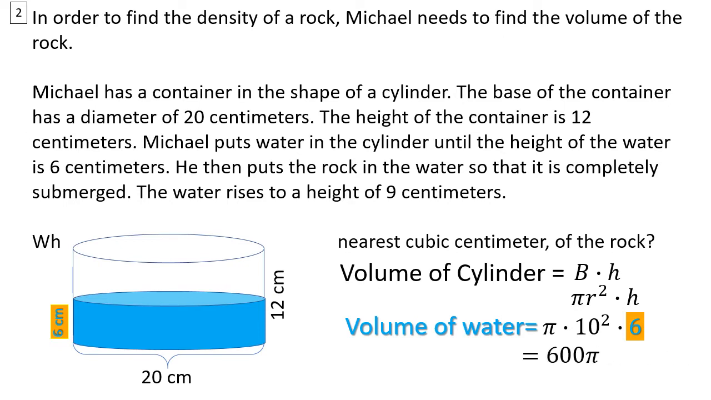You're probably best off leaving that pi as a pi symbol, just like treating it as a variable like it was an x, until the very end of the problem. So that's how much water we have. But that's not the whole problem.